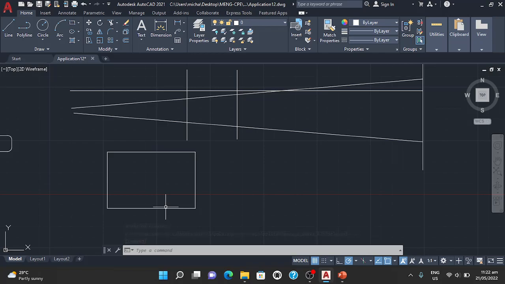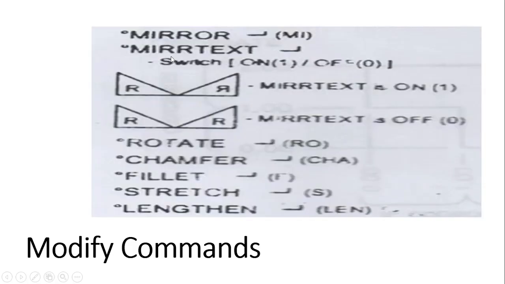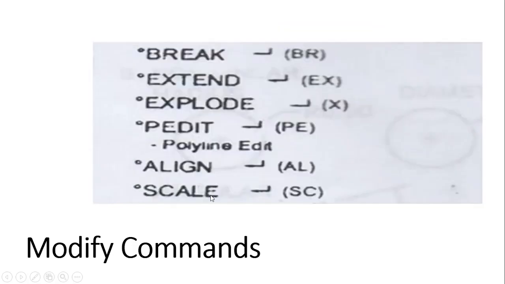Those are some of the examples. Those are some of the modify commands. We have here the mirror, mirror text, rotate, chamfer, fillet, stretch, lengthen, break, extend, and explode. For the p-edit, align, and scale, this will be discussed in video number 13.